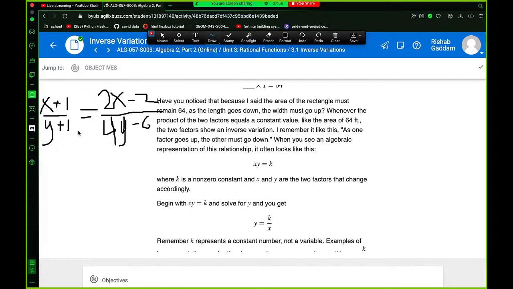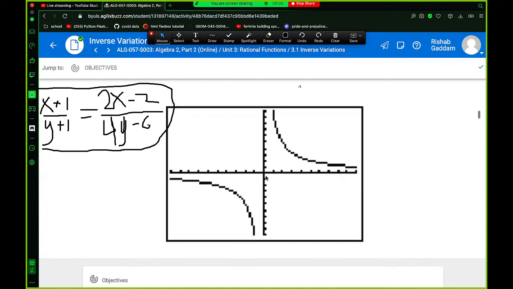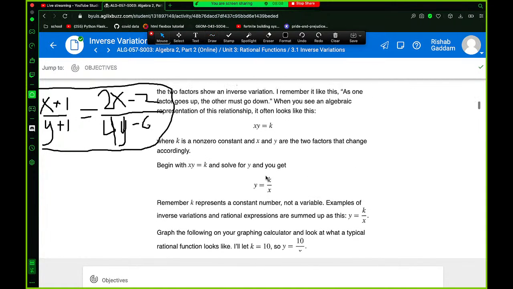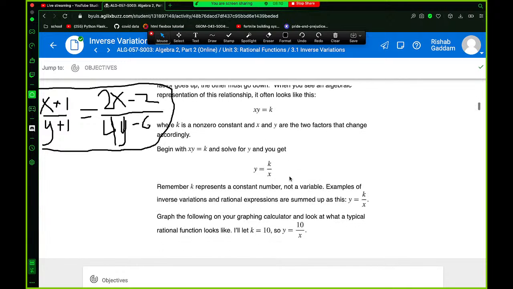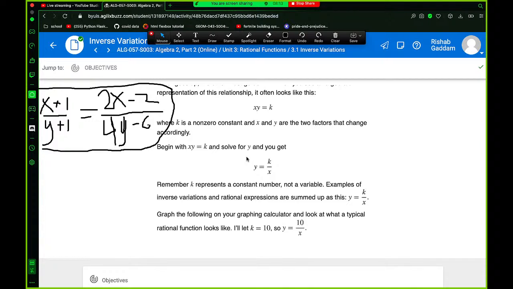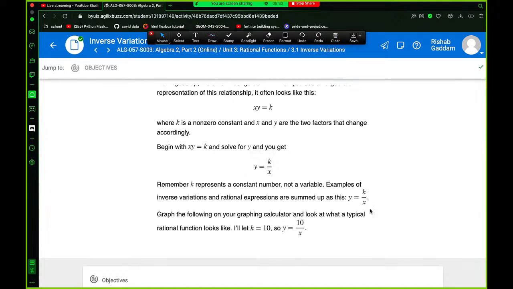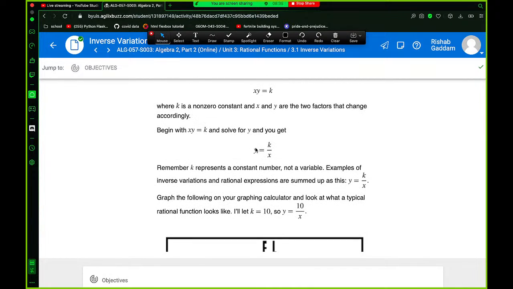Let me just redo that. This is a type of rational function, and yeah. So here's another type of rational function. If you have something like this, and there's a fraction over here, and x is on the bottom of the fraction, then this is also a type of rational function. So yeah, those are rational functions.